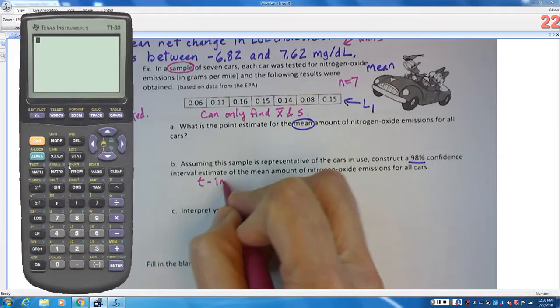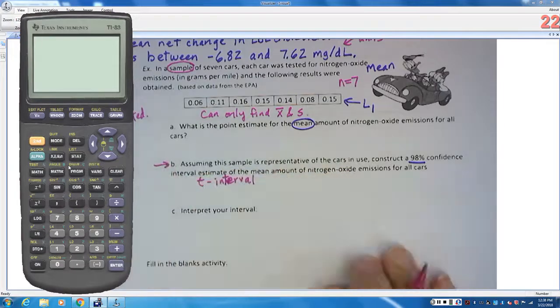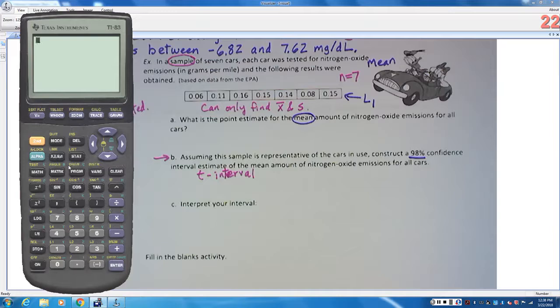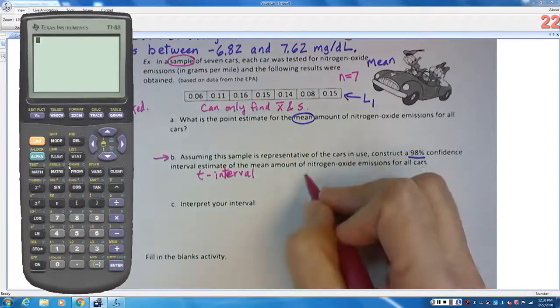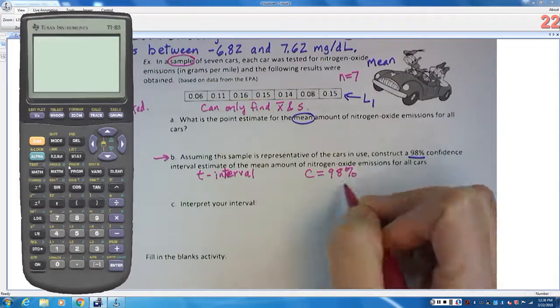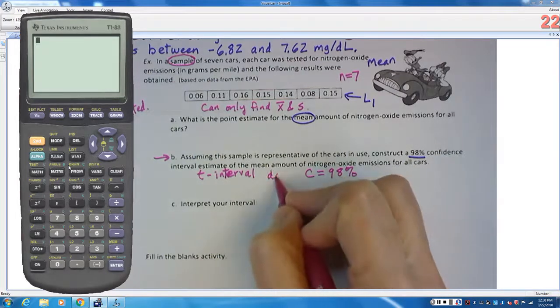and we're going to start. We're going to start with part B because part B is going to give us the point estimate when we do that. So part B, we've got C is 98%. And so we're going to choose data.